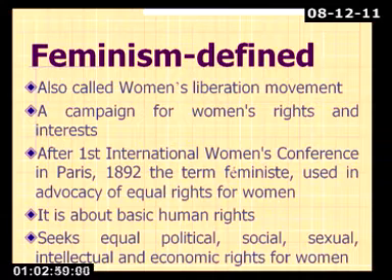What is feminism? This is also called the women's liberation movement, in a broader sense. And it includes a campaign for women's rights and interests. This was the concept which started after the first International Women's Conference, which was held in Paris in 1892. And the term feministe was used for the first time, to advocate equal rights for women. So basically, feminism is just talking about basic human rights. If we analyze the definition of feminism, we are seeking equal political, social, sexual, intellectual, and economic rights for women.